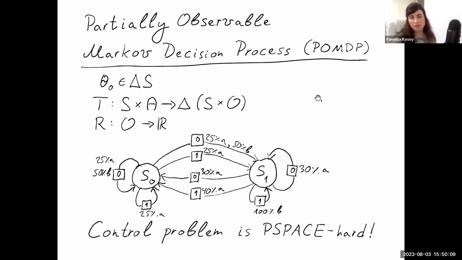So POMDPs are very nice. They feel, in some sense, more general than an MDP. We'll see that we can also reduce them to an MDP. But an important difference is what I mentioned before: the control problem is PSPACE-hard. So it's much worse even than NP-hard. And even just approximating the optimal value is already PSPACE-hard. That's why POMDPs are not very popular in reinforcement learning theory, although, of course, there are heuristic algorithms, like always.